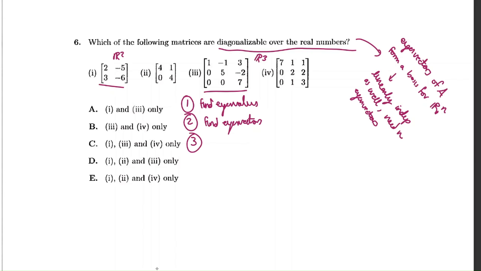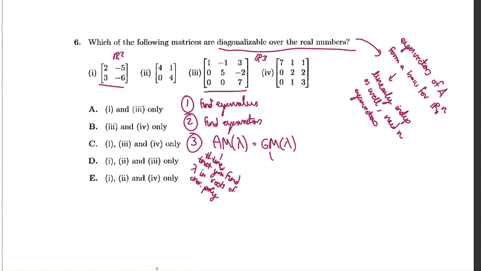And then the third requirement, I don't really remember, but the algebraic multiplicity of the eigenvalue has to equal the geometric multiplicity of the eigenvalue. And so what do these mean? The algebraic multiplicity is the number of times that you find lambda in the roots of the characteristic polynomial. And when we go through these actual matrices, it'll be more clear.